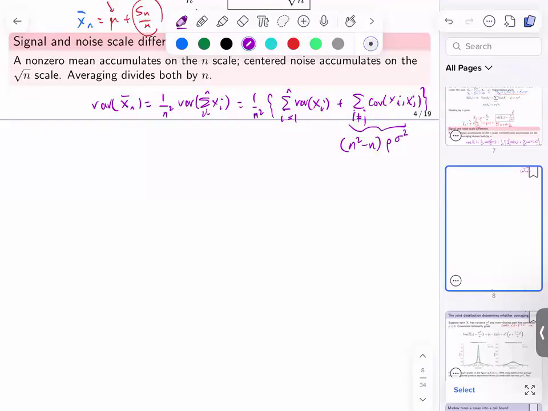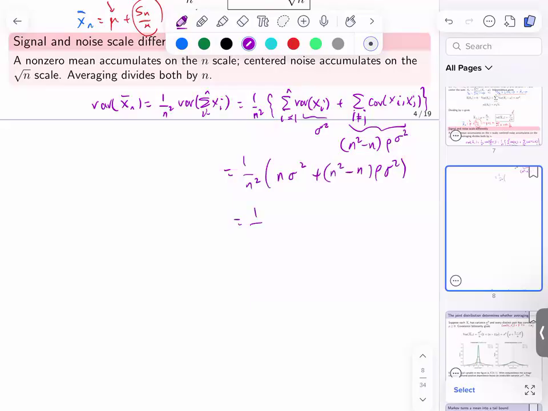Okay, it's really rho times sigma xi, sigma xj, but they have the same sigma, so you get sigma squared. And this is really sigma squared. So what we get is 1 over n squared, n sigma squared plus n squared minus n times rho sigma squared.